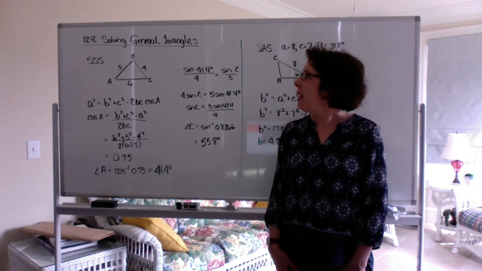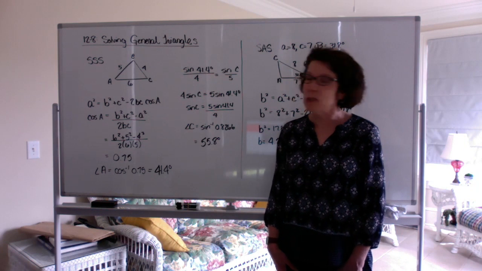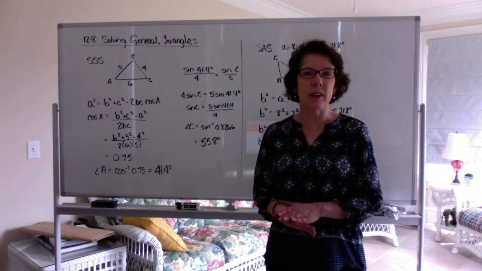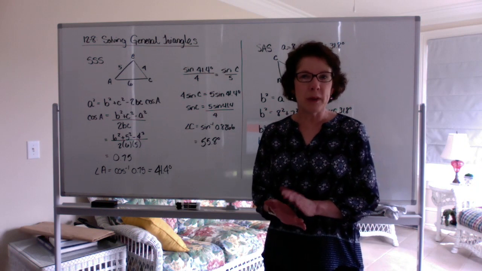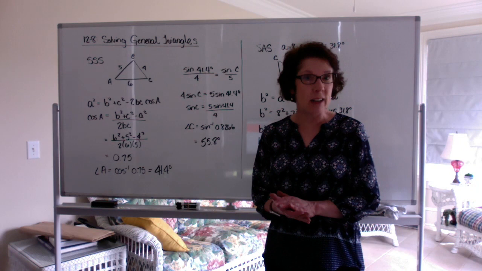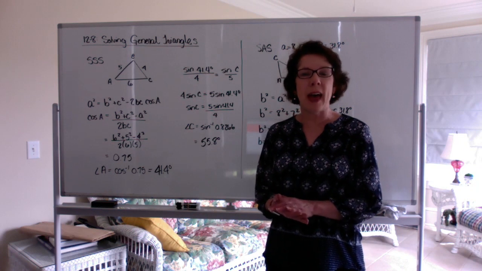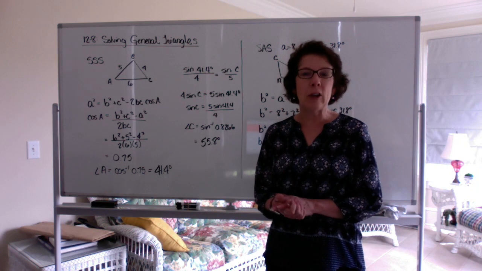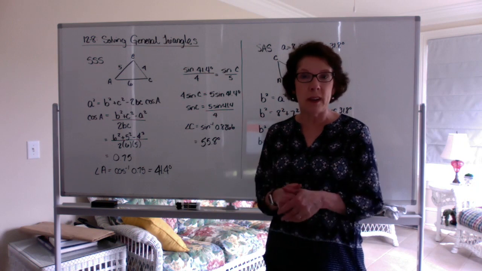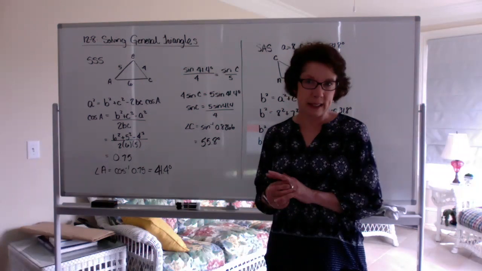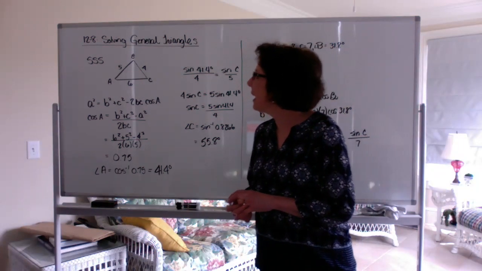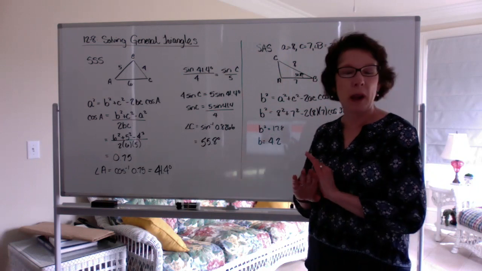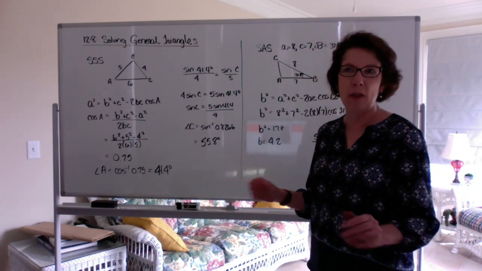So today we're going to talk about section 12.8, solving general triangles. And I hope you've already watched the video on the ambiguous case, the SSA triangle. If you haven't done that, go out of this video and go back and look at that. It's posted right above this video under today's lesson. So let's go ahead and talk about solving any triangle, solving for any side that's missing, any angle that's missing.